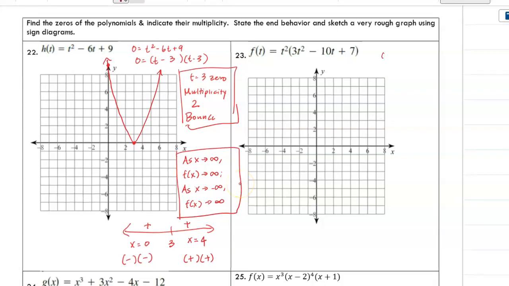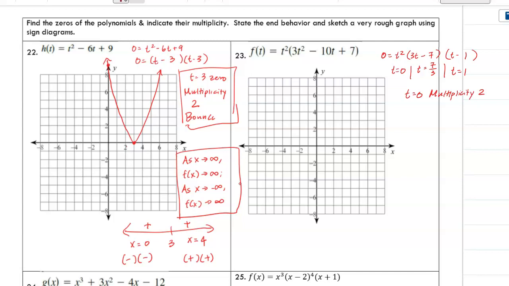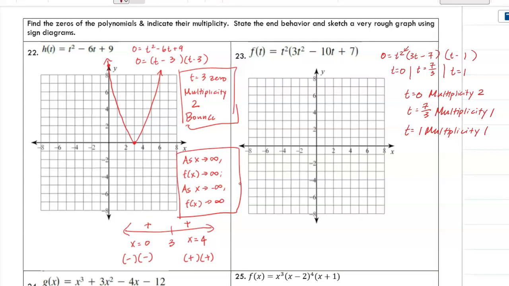Okay. Next one, let's go ahead and figure out the zeros. Let's go ahead and factor that. 3t minus t. It's going to be a 7 and a 1, right? Yep. So we have t equals 0, t equals 7 over 3, and t equals 1. But I have to tell you the multiplicity. t equals 0 has multiplicity of 2. There's two t equals zeros. T equals 7 over 3, multiplicity 1. T equals 1, multiplicity of 1.